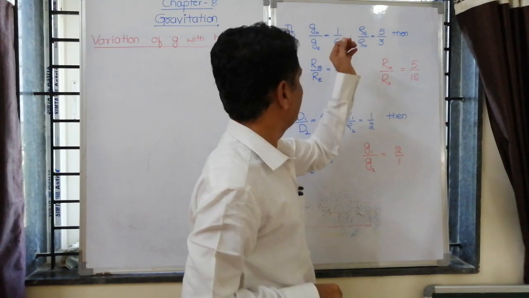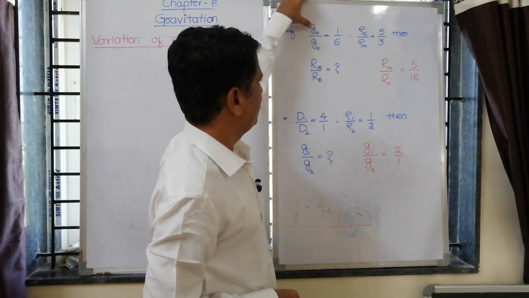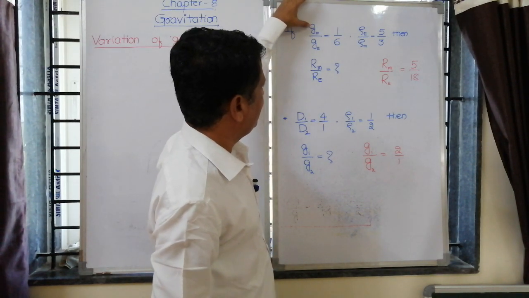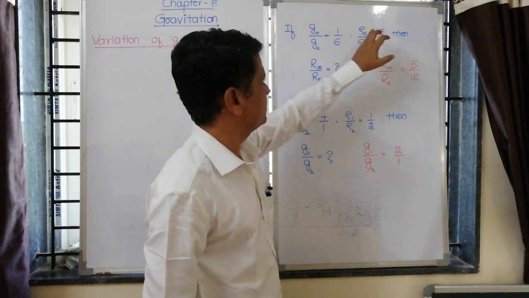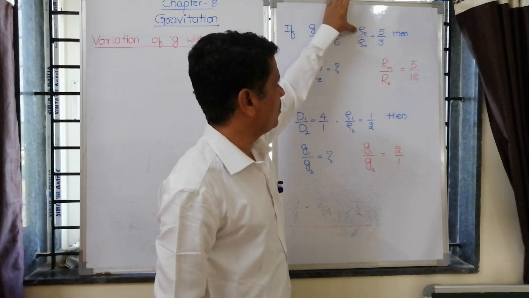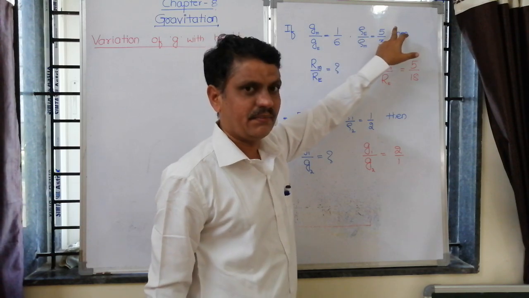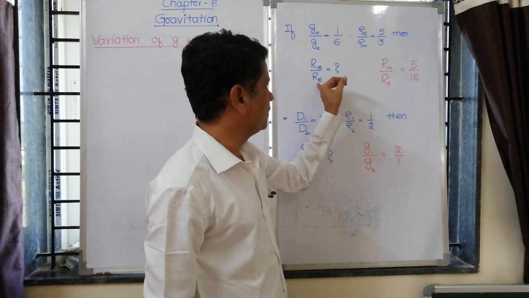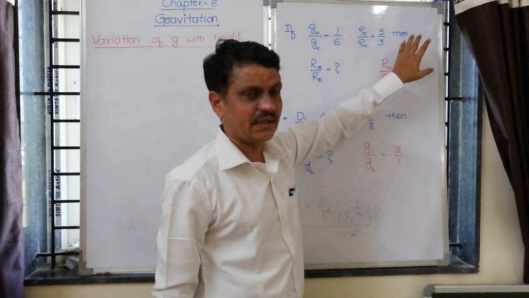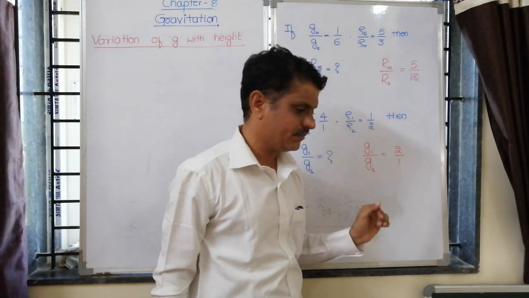So yesterday's last question, I gave homework. If acceleration due to gravity on moon to earth is 1 by 6 and density of earth to moon is 5 by 3, then what is the ratio of radius of moon to earth? I think you got the answer, that is 5 by 18.